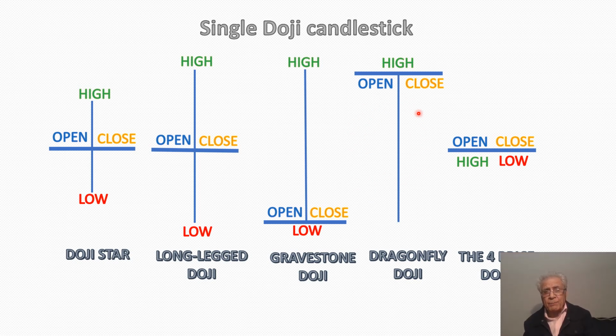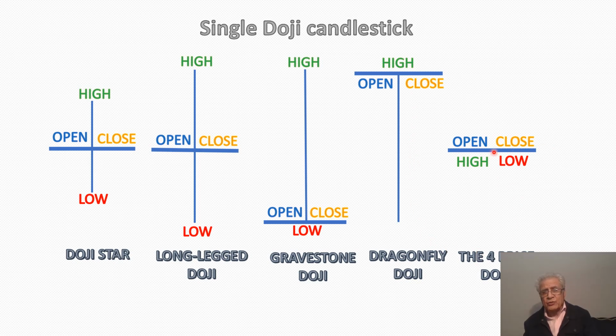If this Doji appears at the bottom of a downtrend, it suggests a trend reversal. So you have to wait for confirmation. If the next candle is bullish and closes above the close price of this one, then you can enter the market.